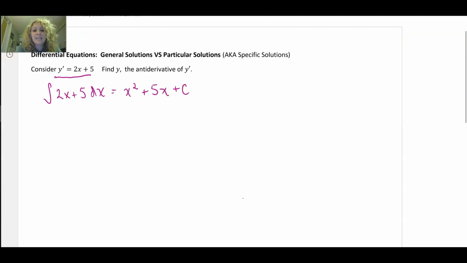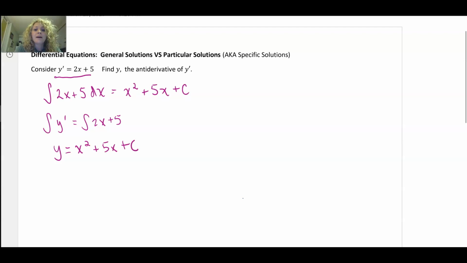And we said that plus c is really important when we don't have limits of integration. We call that c our constant of integration. Therefore, there are infinitely many antiderivatives of y prime, because c could be any constant, any number. Sometimes the way we show this notation is by taking the antiderivative of both sides of the equation. And again, we get this general solution, or general antiderivative, to our original equation.